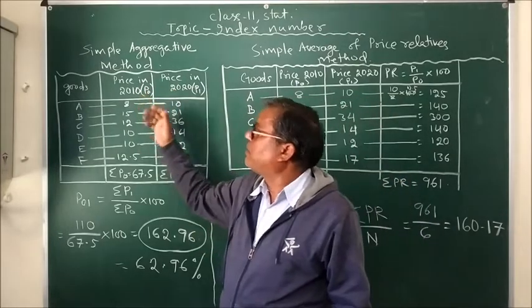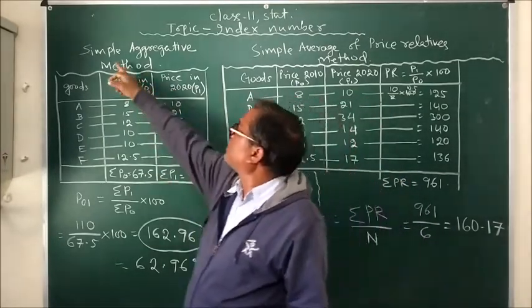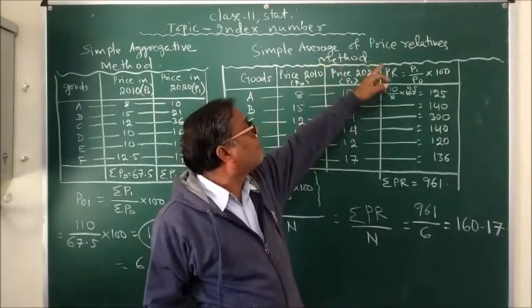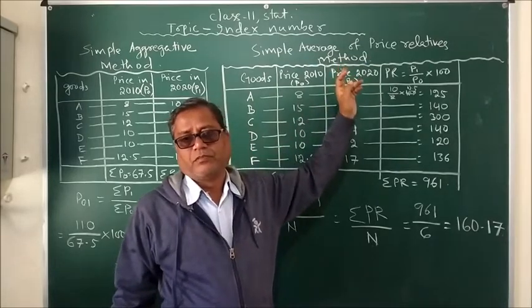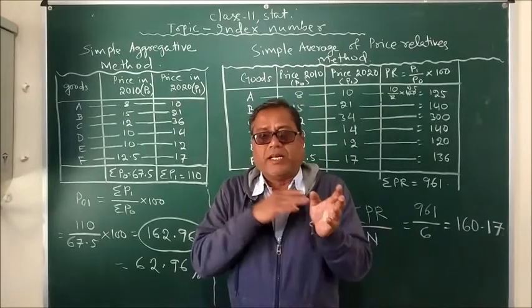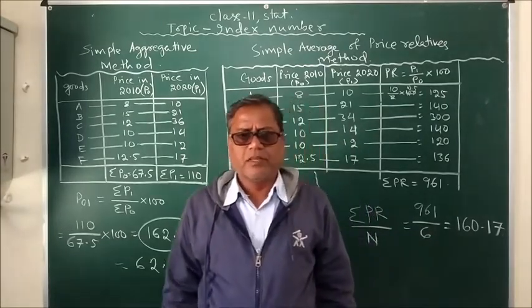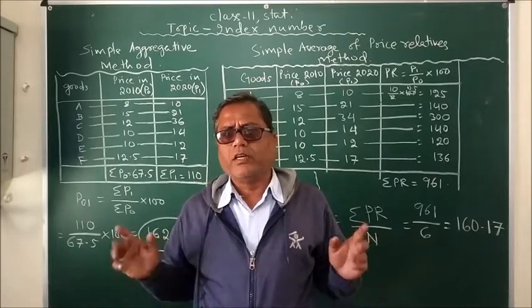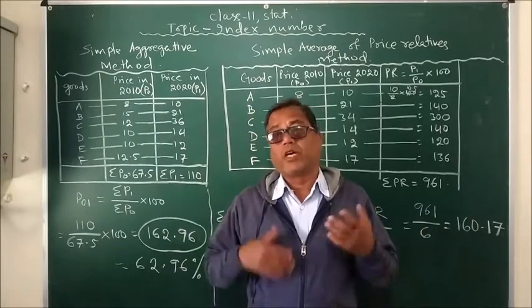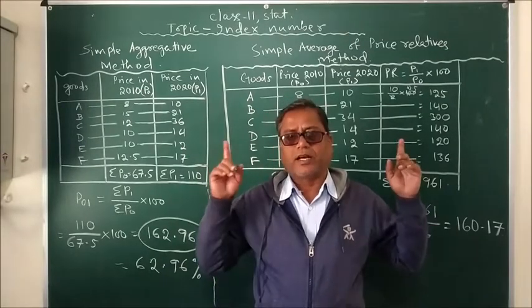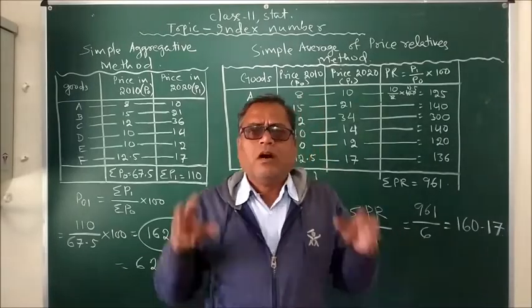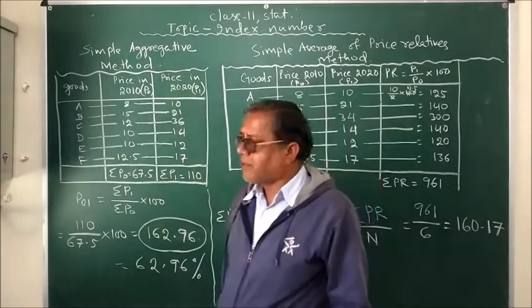Just come to the first example. There are two methods. The first is called the simple aggregative method, and the second is called the simple average of price relatives method. With both methods, you will find the results vary a little, but it's not important. It is not purely mathematical, so every time we construct, we will not arrive at exactly the same result. It may differ marginally, but the picture would be almost the same. So come to the first one.